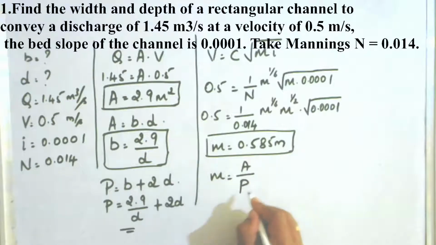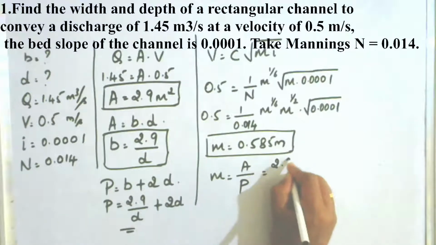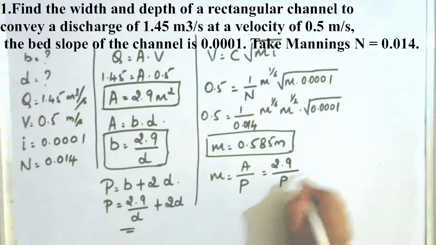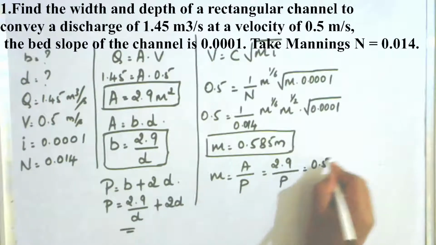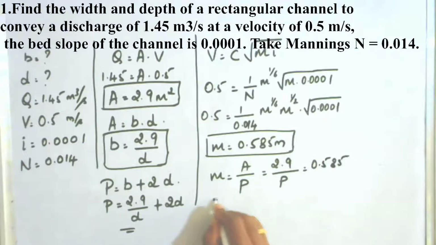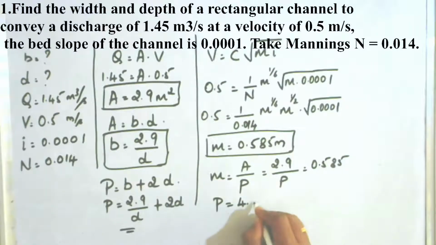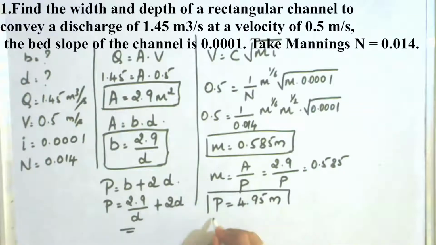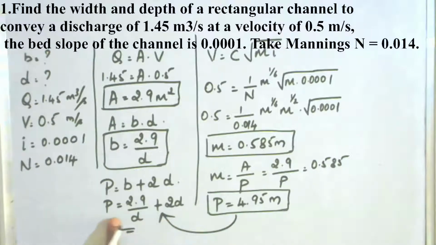Once you know the value of m, we know that hydraulic mean depth m is equal to area divided by wetted perimeter, which is equal to area as 2.9 divided by wetted perimeter equal to 0.585. You get the wetted perimeter value. P works out to be 4.95 meters. So P is equal to 4.95 meter. Now you substitute this P in this equation.